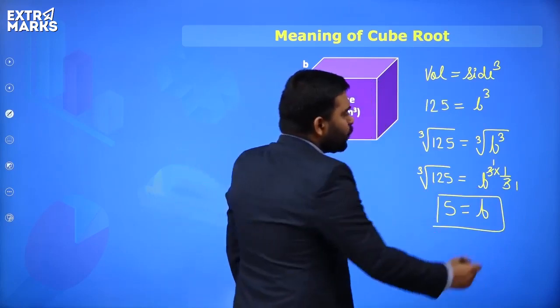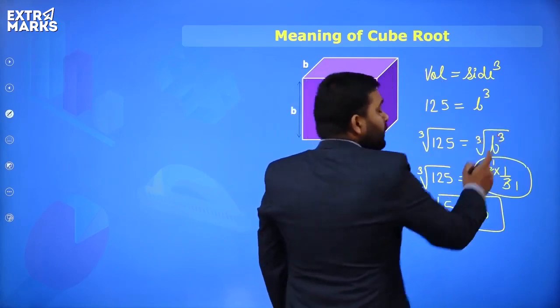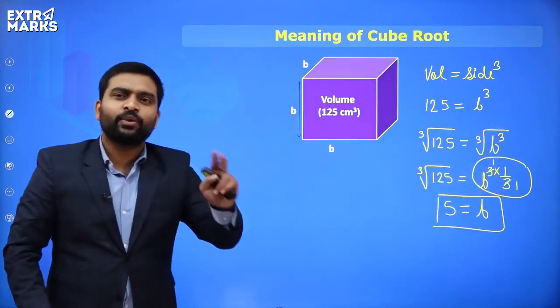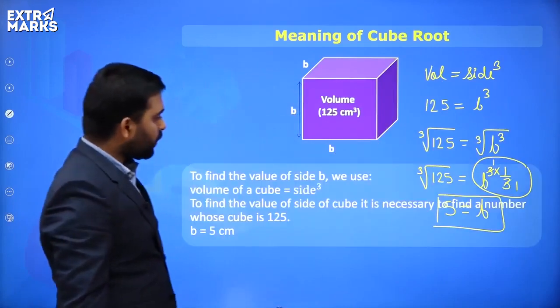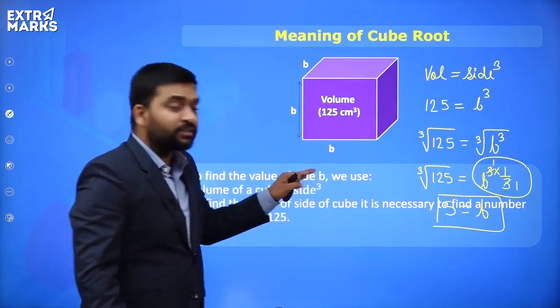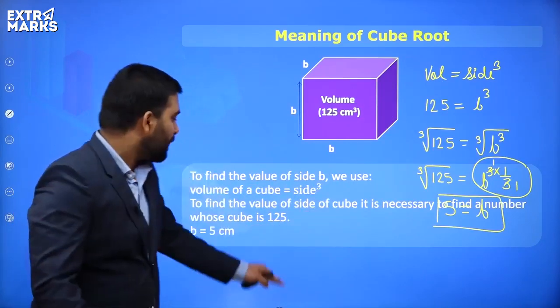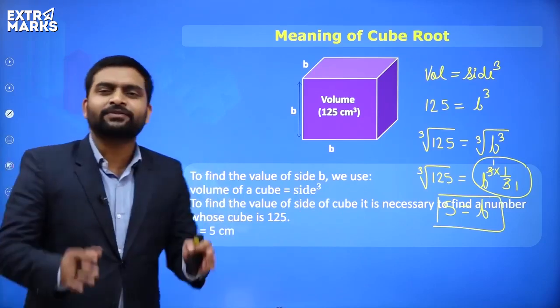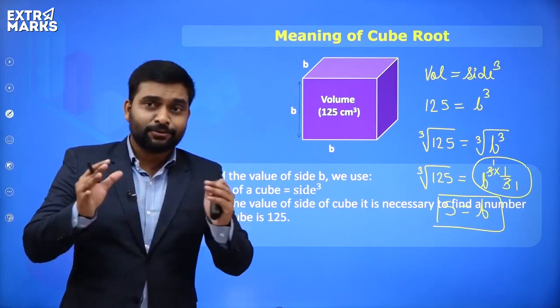Or if you are not understanding this, no need to worry. Just remember, cube root gets cancelled with the cube. Simple. So this is the actual way. Now everyone have a look. So everyone, you all can see, to find the value of side, we will use the formula of volume of cube. That is side cube, and we can find the side as 5 centimeter. So I hope this point is clear to everyone.